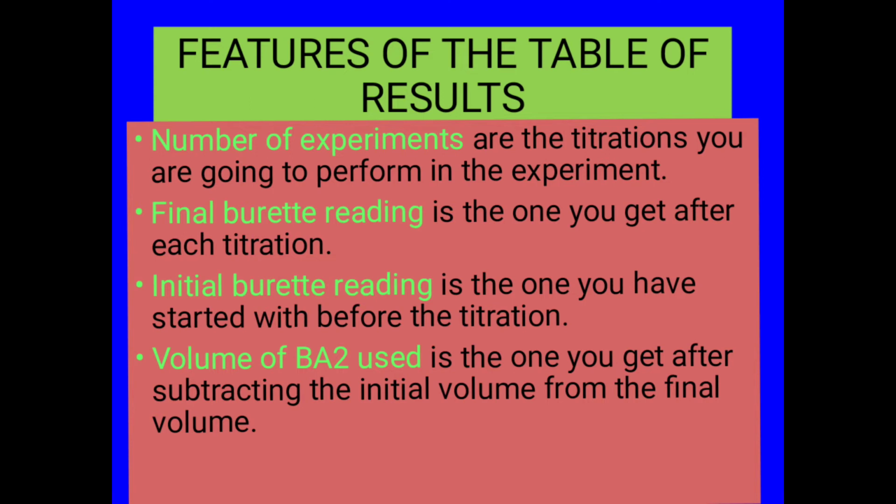On that table also, we have a provision for the volume of solution used. That volume of the solution can be specified. You can call it BA1, you can call it BA2. But for us, let us call it volume of solution. This volume of solution is got by subtracting the initial volume from the final volume of the solution. So we shall enter our results in a table which looks like this.